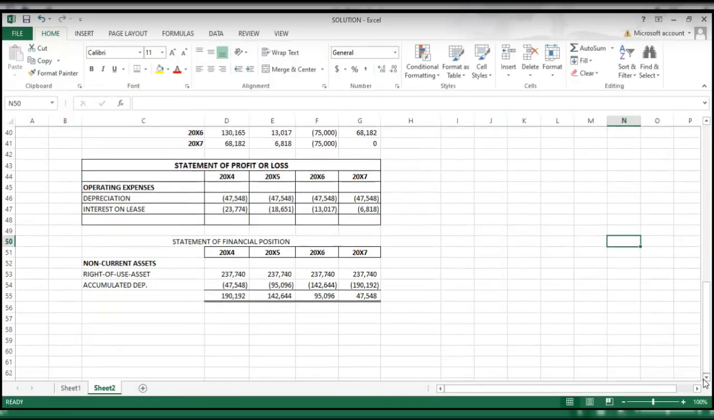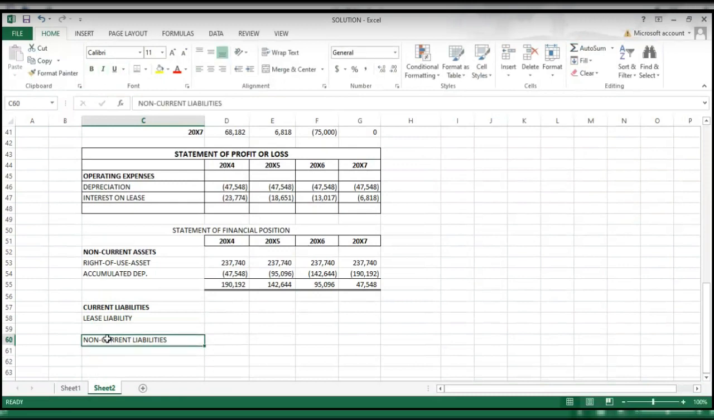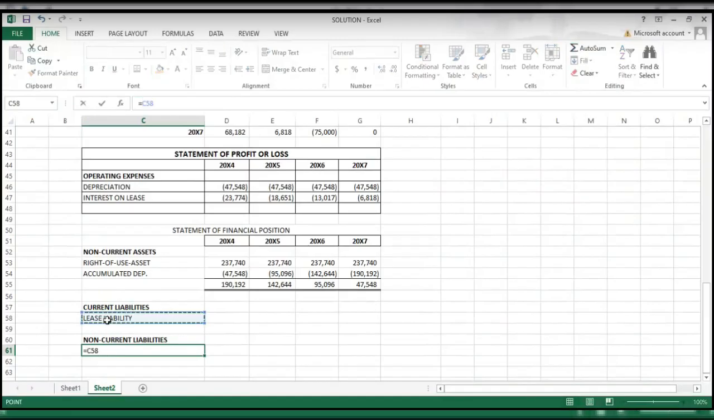Then we now go to current liabilities and non-current liabilities. Under current liabilities, we are going to be having what? Lease liability there. Then under non-current liabilities also, we are going to be having the lease liability. Let me put this in. We're going to be having the same description, lease liability.